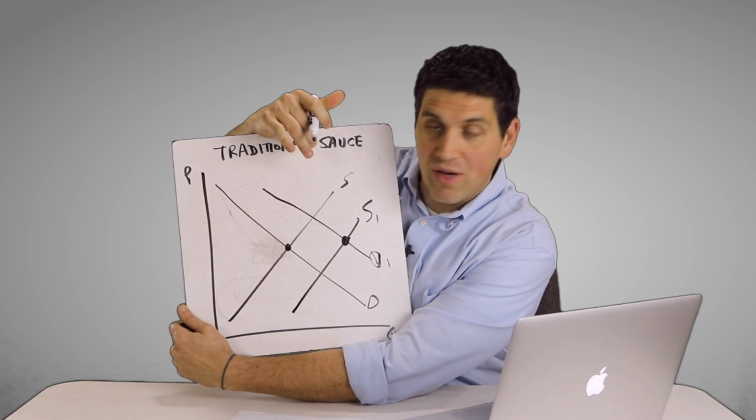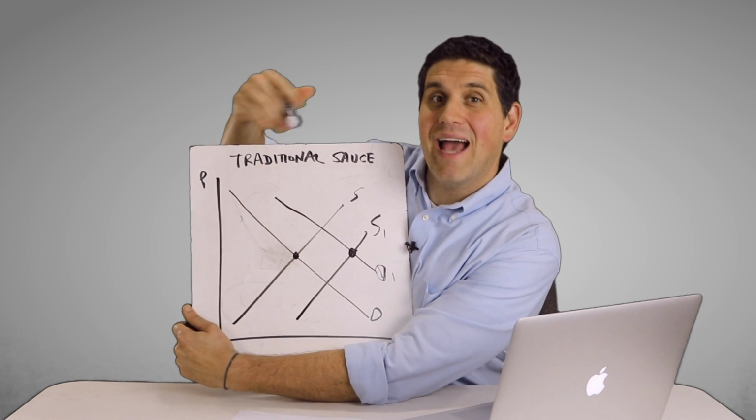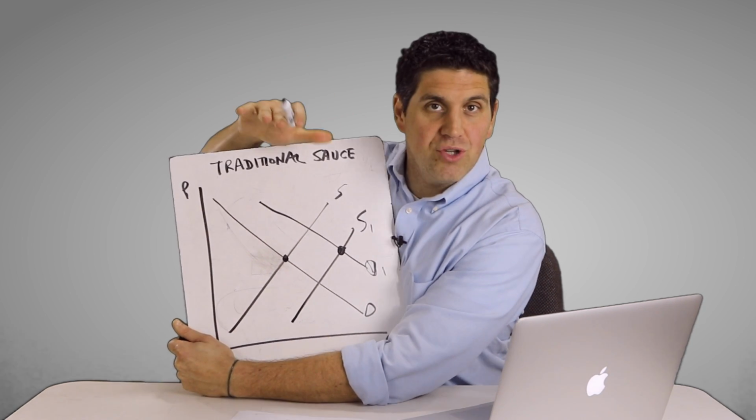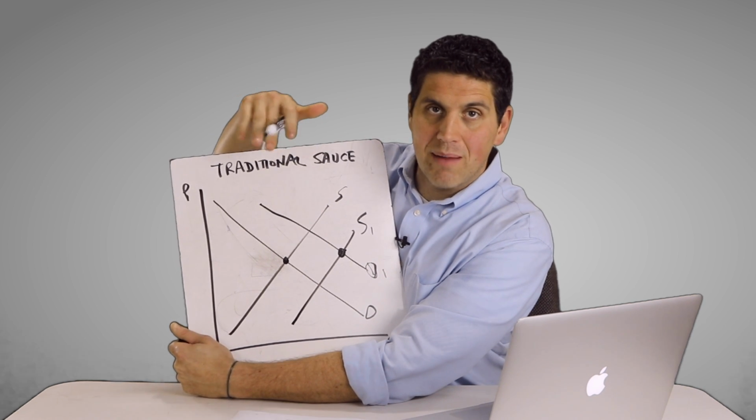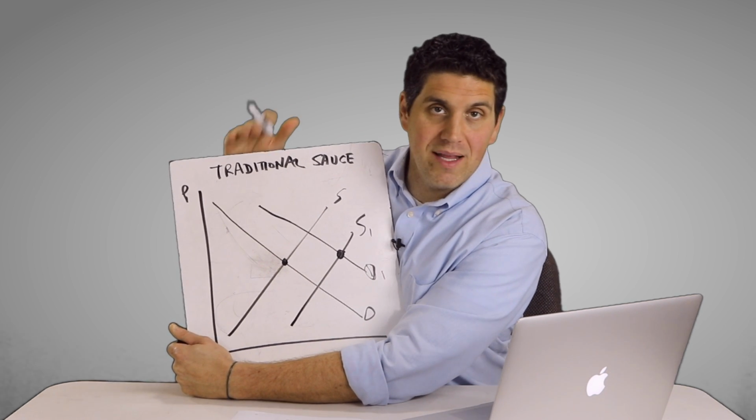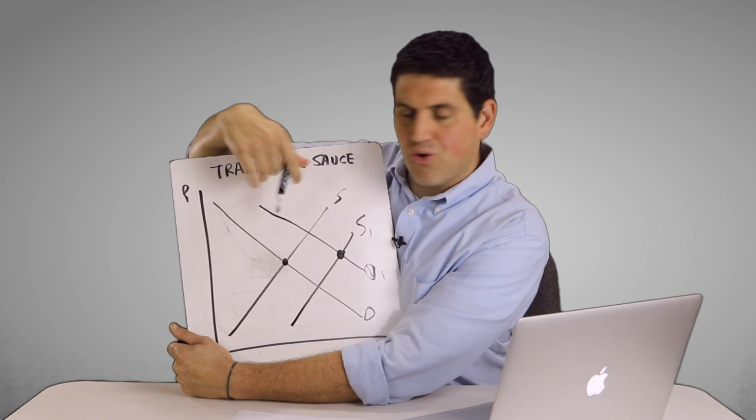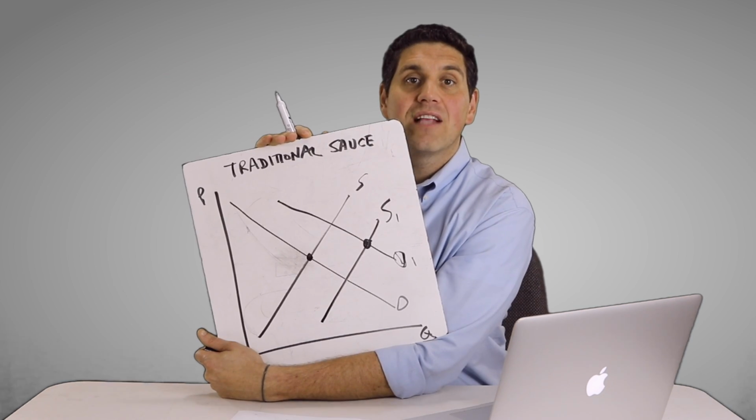This is actually a double shifter. Price, although it looks the same, is actually indeterminate. Remember the double shift rule: when 2 curves shift at the same time, either price or quantity is going to be indeterminate. The way you can figure it out is just draw the graph. That's why I drew the graph. A is the right answer for number 3.